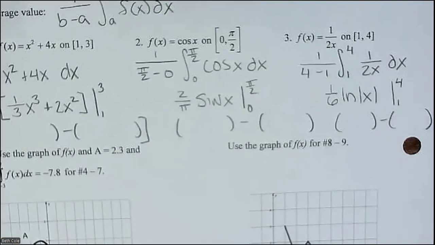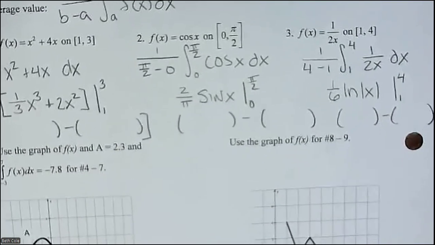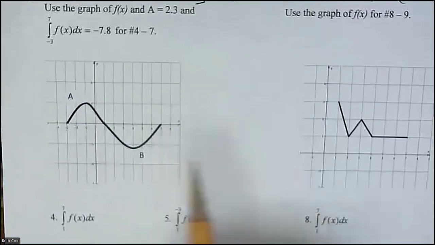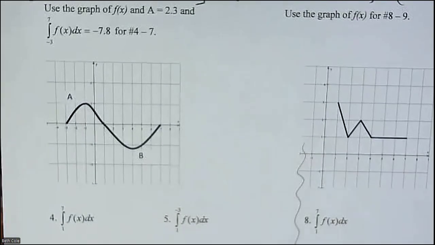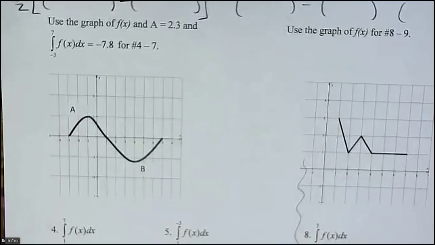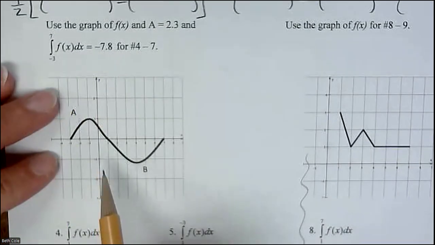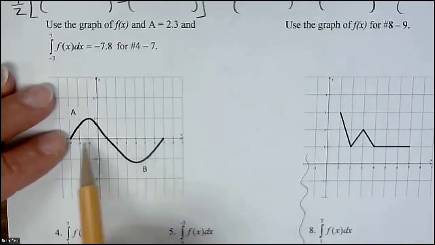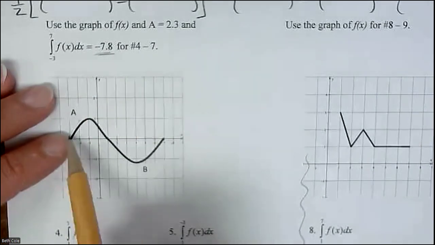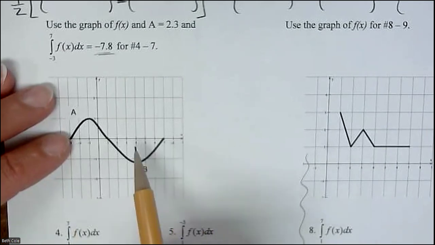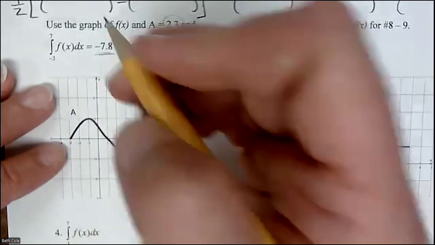Okay. And then we're just going to do a couple where we're using the graphs. 4, 5, 6, and 7 go with this one. 8 and 9 go with that one. This will be quick and easy because we have a picture. All right, so for this one, it says from -3 to 7, so that's the entire thing, is -7.8. And I thought I gave you what one of the little bumps was. Oh, yeah, A is 2.3.